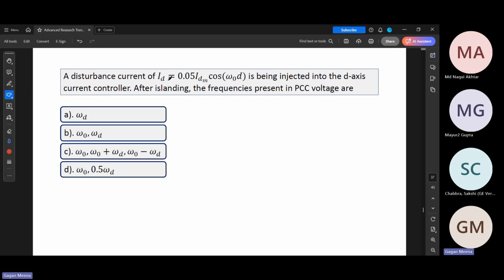A disturbance current of Id equals 0.05 Idm cos omega naught d is being injected into the d axis current controller. After islanding, the frequency is present in the PCC voltage. So this omega naught d will be a small frequency, right? It's an example of what we were discussing in the previous question: what kind of disturbances are injected. So this is the first one, low frequency disturbance.